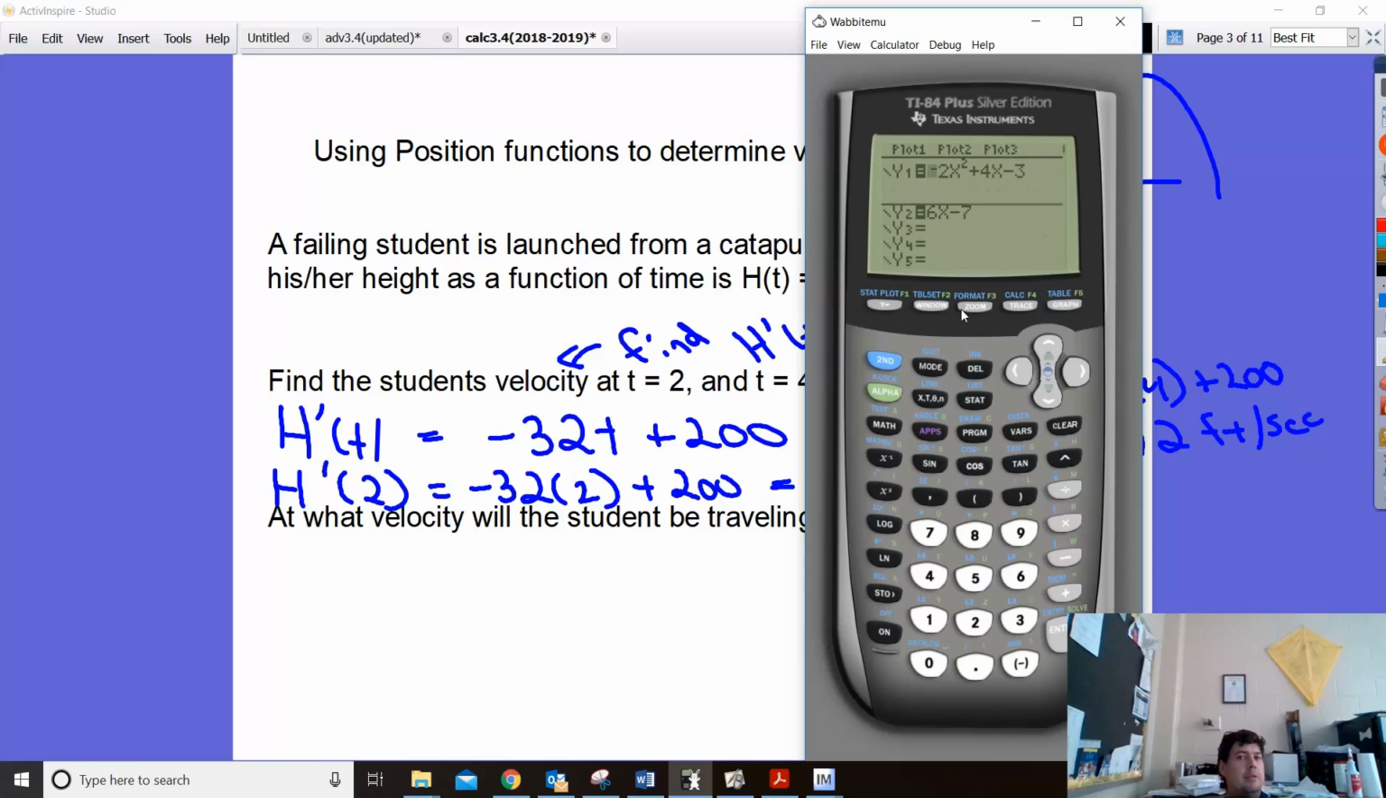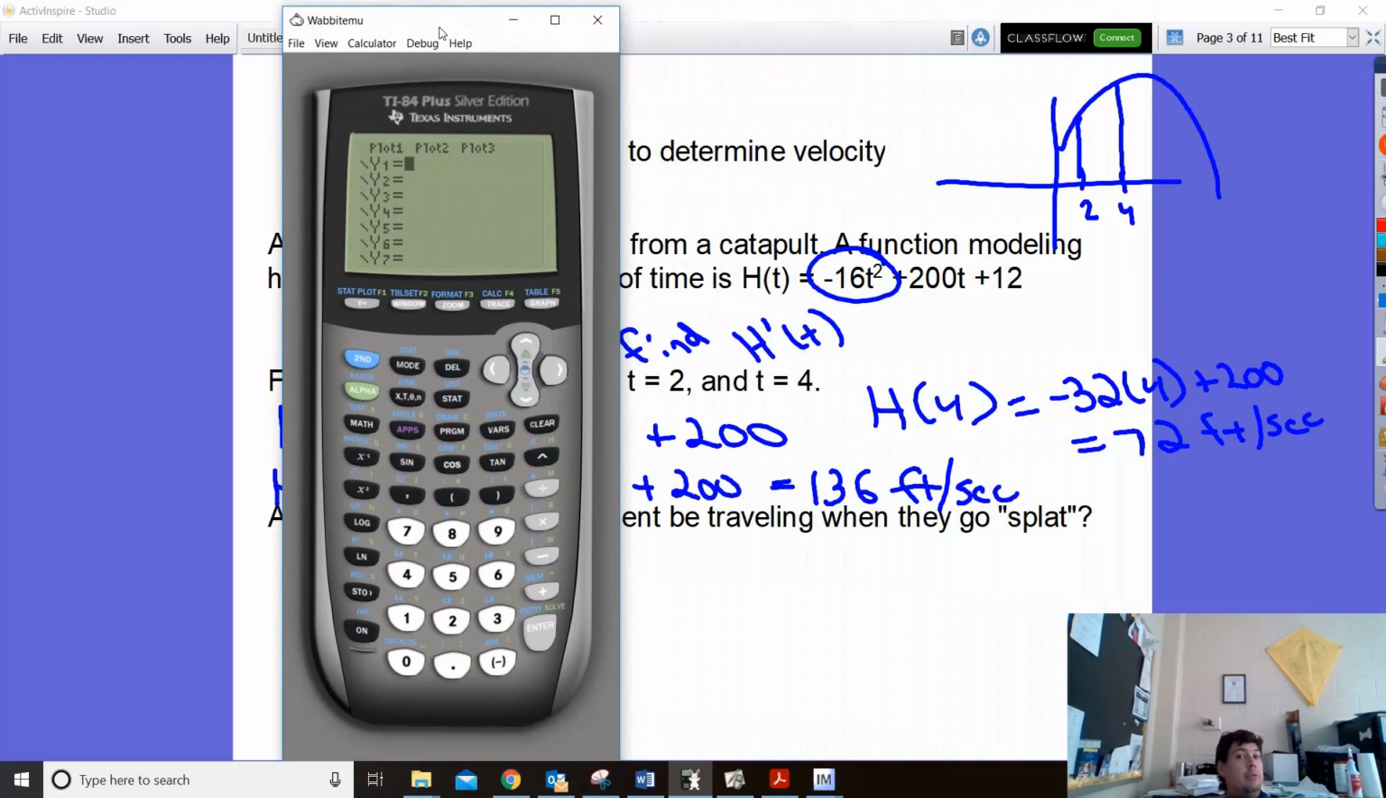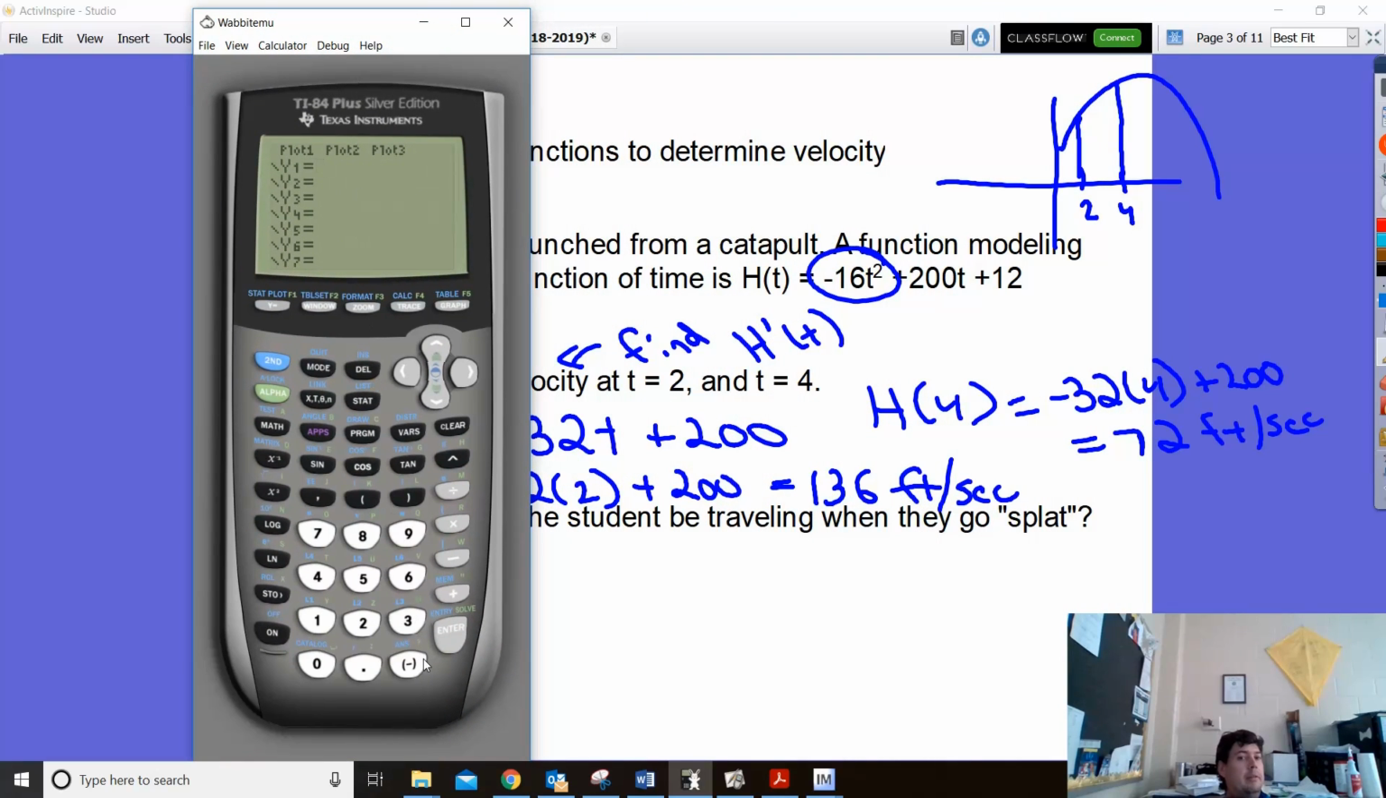Maybe go to good old y equals. But you go splat when your height is what? 0. That's when you go splat. I can't remember if I taught you guys to use the 0 function or the intersect feature. Probably taught you all to use the intersect feature. You don't have to put anything into y2. I'm not going to.